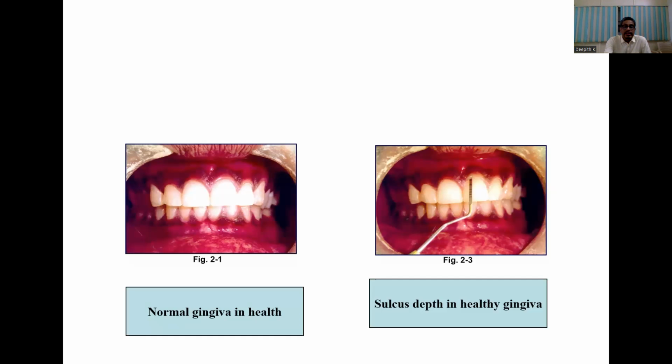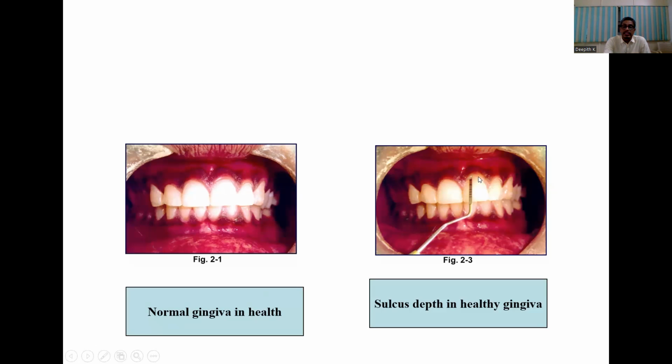The figure shows exactly what the gingiva is. This is the free gingiva, where it is demarcated from the adjacent attached gingiva by the free gingival groove, which is the demarcating line separating the marginal gingiva, or the free or unattached gingiva, from the attached gingiva.